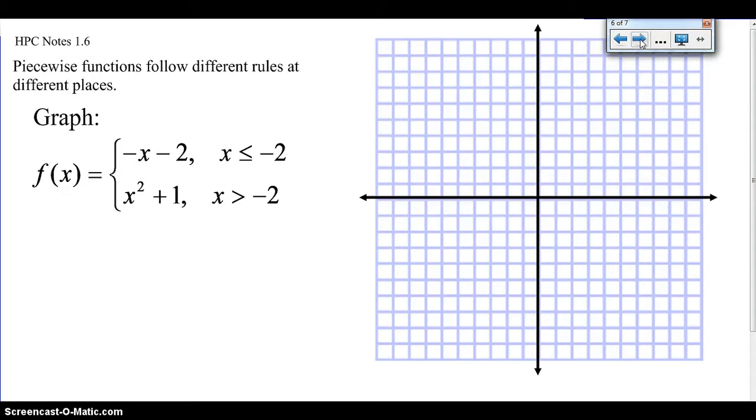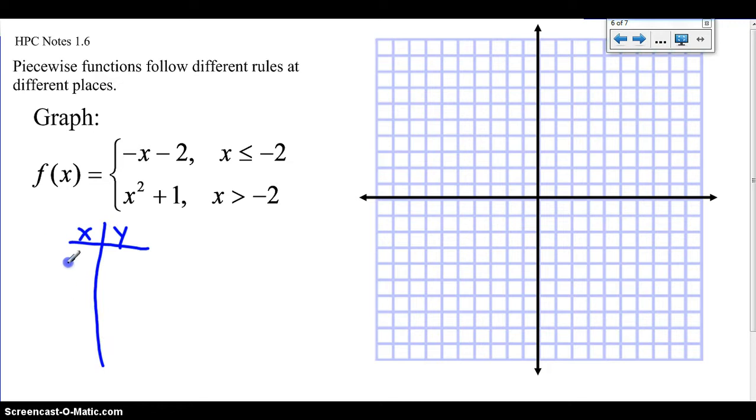Piecewise functions. Now, we've actually seen these in this course already, and you've also seen them in previous courses, AAT, college algebra, whichever you happen to take. Again, piecewise functions are functions that follow different rules at different places. So you can see on this particular function, f of x, it's linear up to and including -2, and then the graph changes to a quadratic shape after -2. Let's go ahead and create a little chart and see what this will end up looking like.